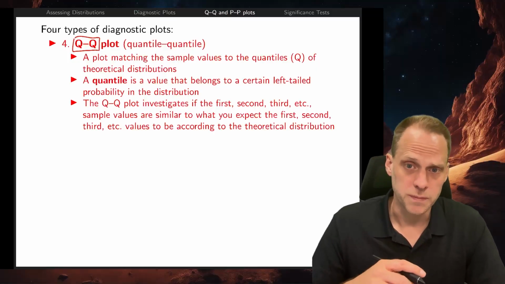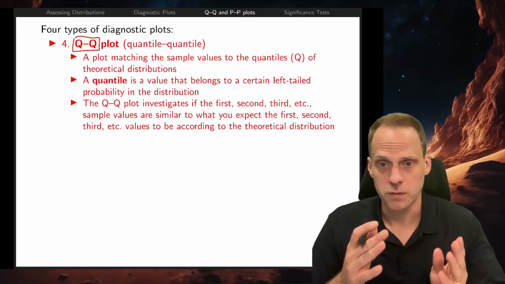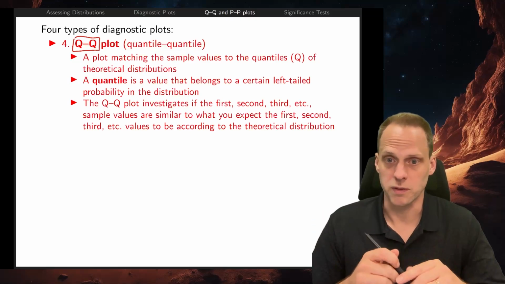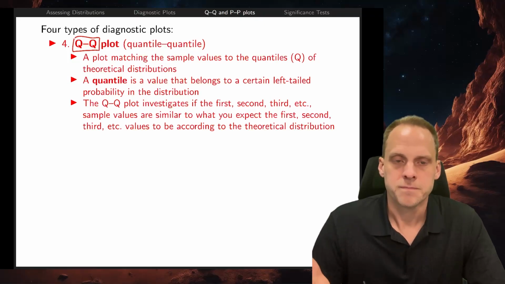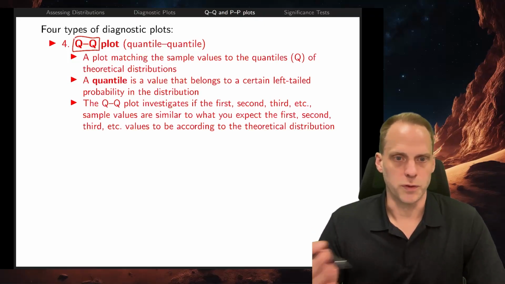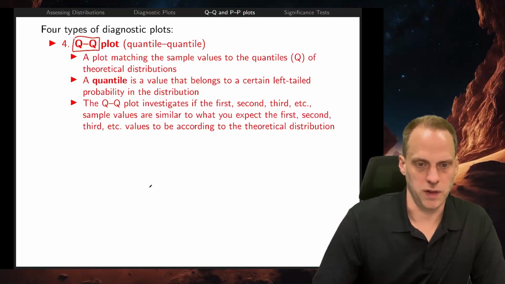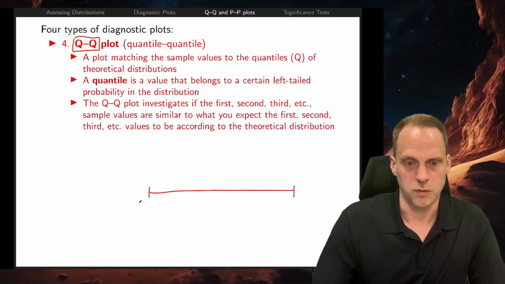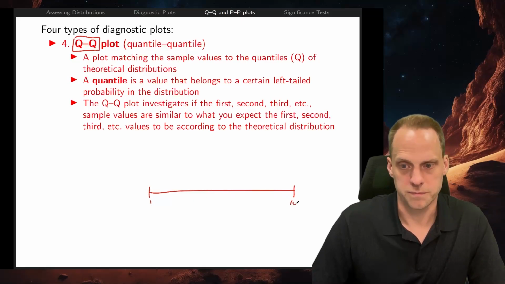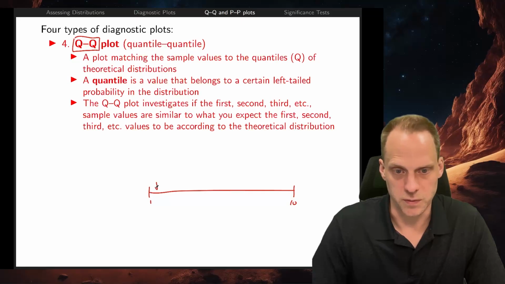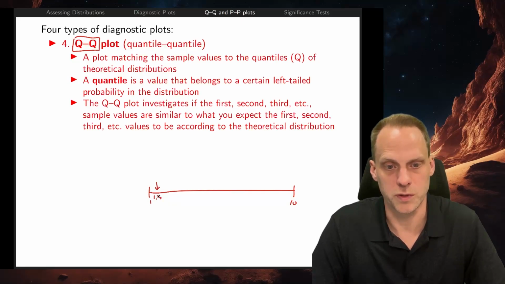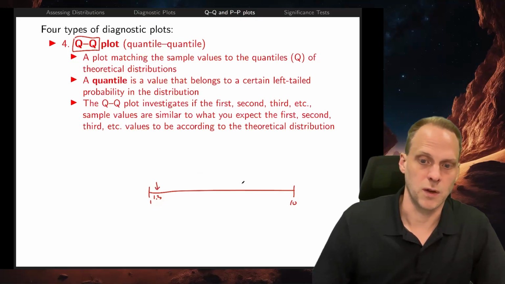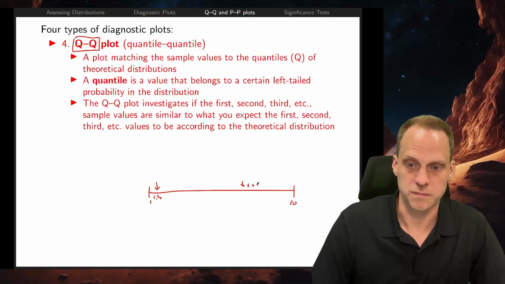Now how does this work? It's pretty straightforward. We just order all the observations. We have the first, the second, the third, fourth, etc. Right? And let's say we have a range here from, let's say, 1 to 10. And let's say the first observation was somewhere here, like maybe a 1.2 or so, 1.3, something like that. And all our other observations are here in this range.